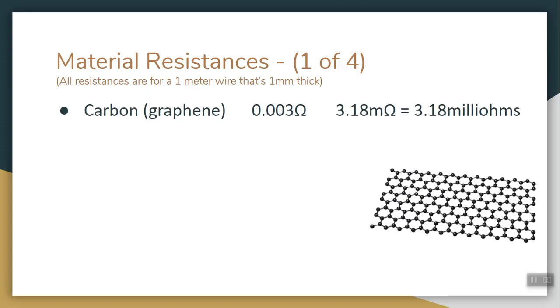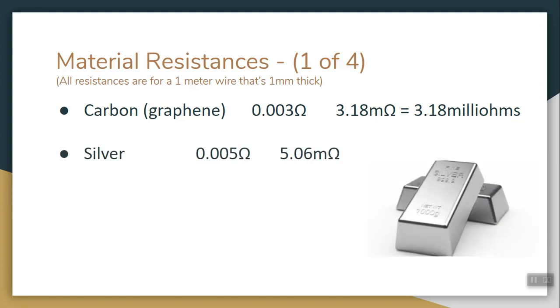So first up we have carbon in the form of graphene. This is carbon atoms arranged in a 1 atom thick sheet, and this actually has the lowest resistance of any material that we know of at room temperature. So this is about 3 milliohms, or 3 thousandths of an ohm. Next up we have silver, and this actually has the lowest resistance of any pure metal, about a little bit over 5 milliohms.